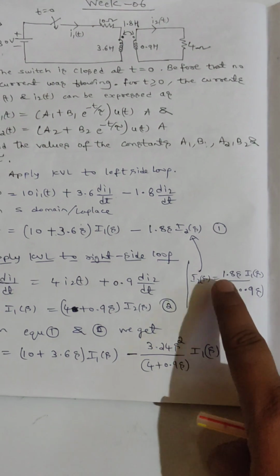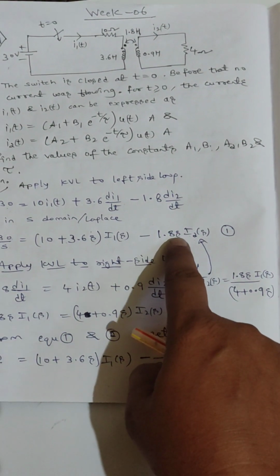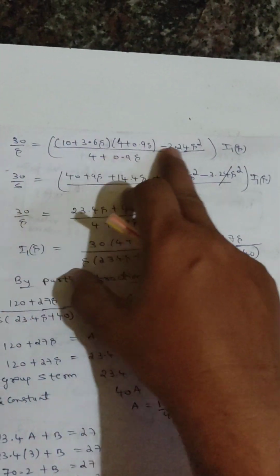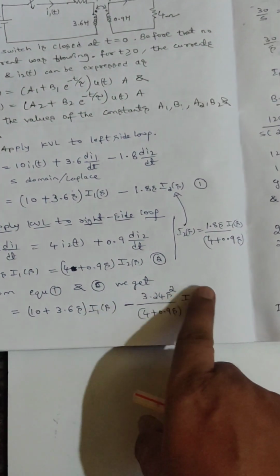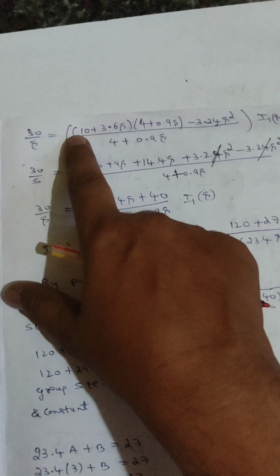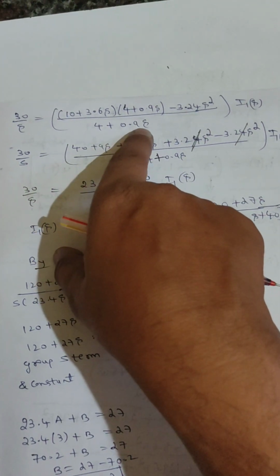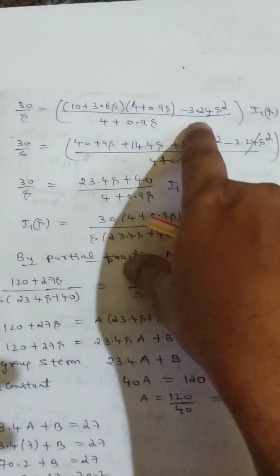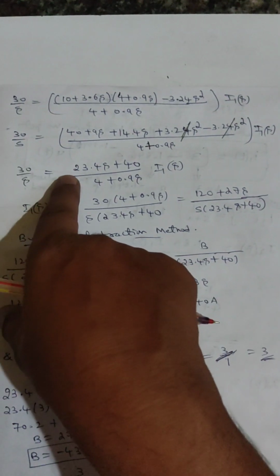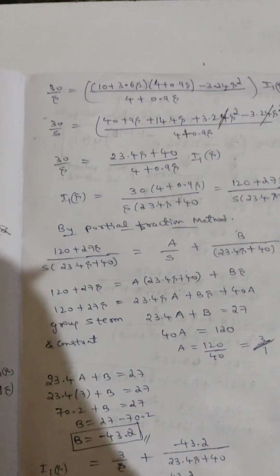I just took this equation, written from equation 2, where I represented I2 of S. After getting I2 of S, I substituted it here, then rewrote that equation. After simplification, 30 by S equals I1 of S times a common factor. Taking I1 of S as a common factor and taking the LCM, after a lot of simplification we get: (10 plus 3.6 S)(4 plus 0.9 S) minus 3.24 S square, divided by 4 plus 0.9 S. Multiplying everything out, the 3.24 S square terms have opposite signs and cancel each other. Now write the remaining part. The remaining will be this much: 9 S plus 14.4 S.